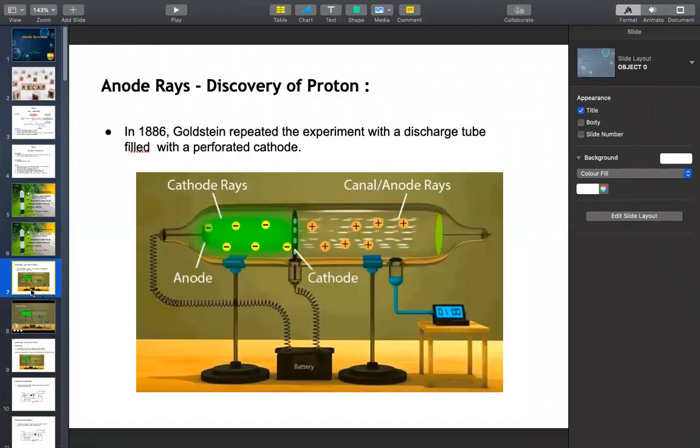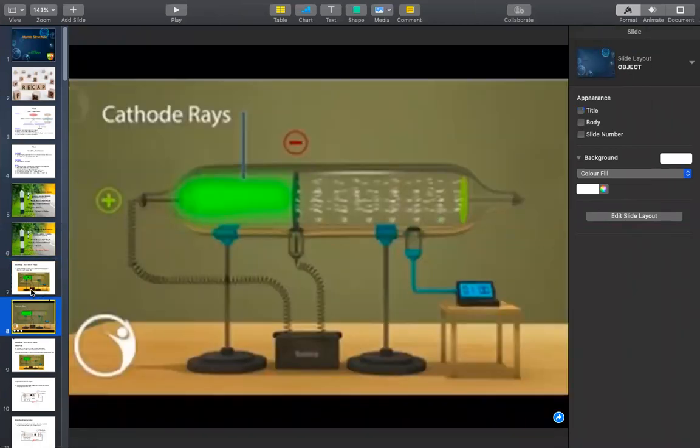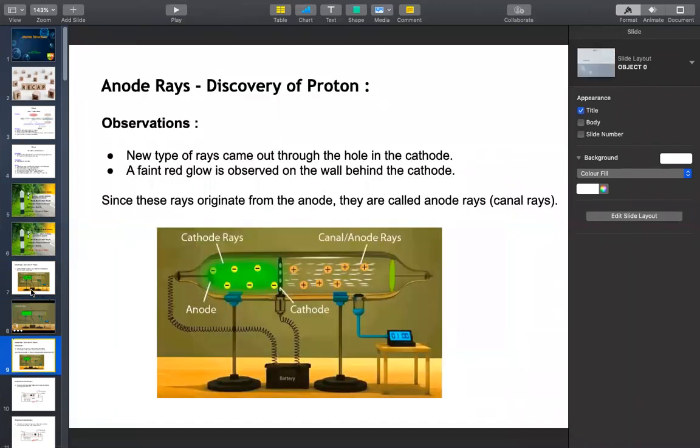Okay. So here you see there is anode, there will be cathode like this. So new types of rays came out from the hole in the cathode. A faint red glow is observed on the wall behind the cathode. Since these rays originate from anode, they were called as anode ray or canal ray. Got it?